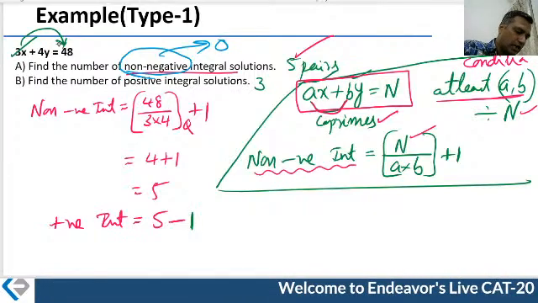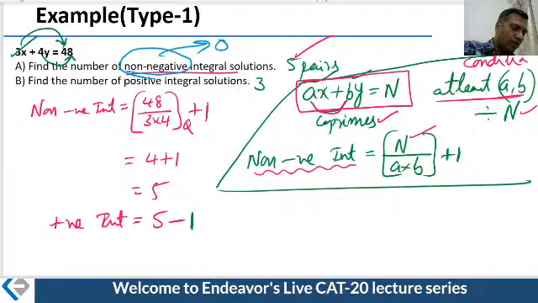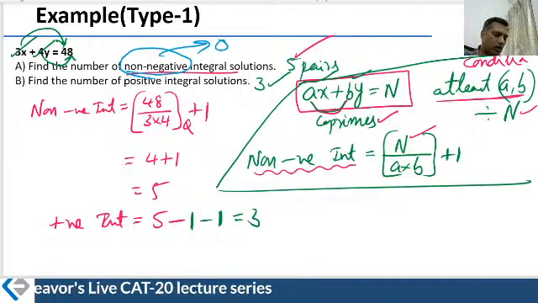Okay, ask the second question. Does the coefficient of y divide 45? Answer is yes. Therefore, another minus 1. Therefore, the number of positive integral solutions is 3. Simple. All of you would have understood this method, I guess.